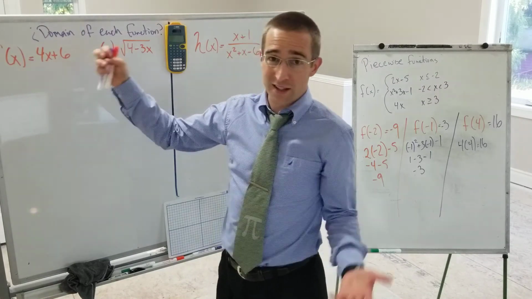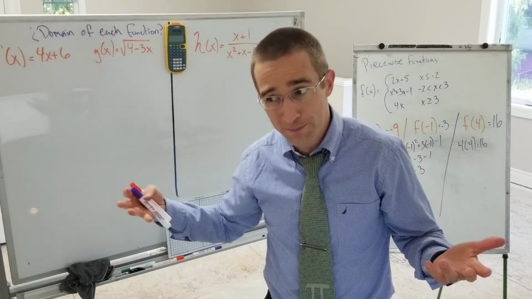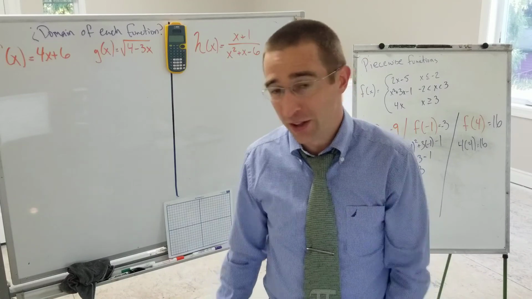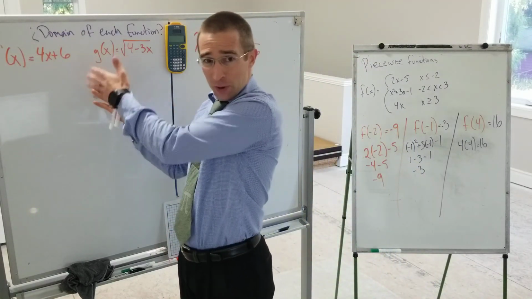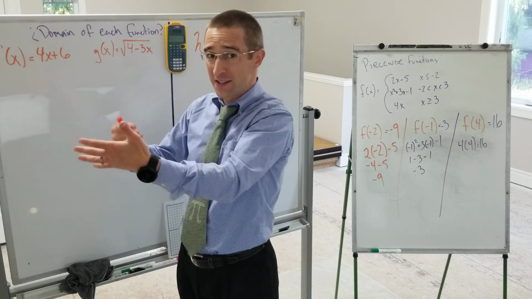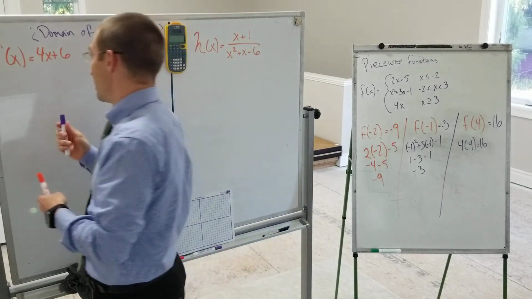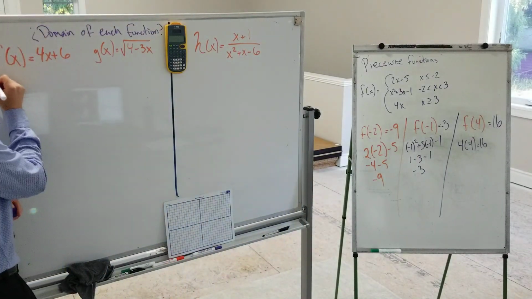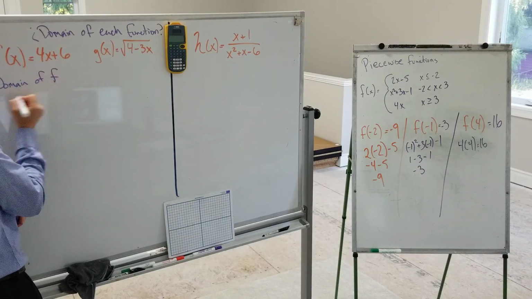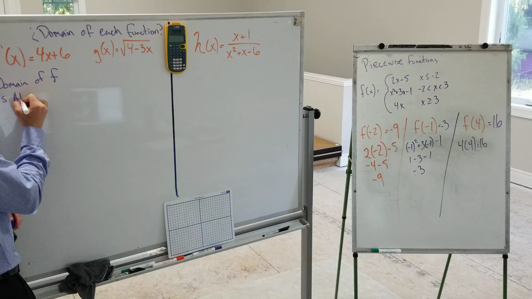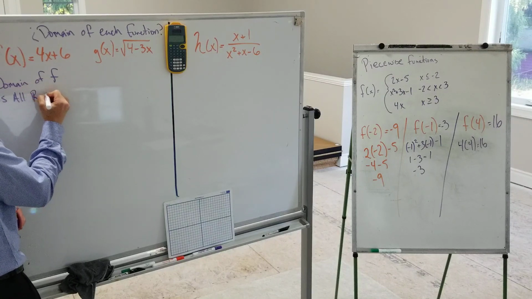What about adding 6? Can we add 6 to any number? Yeah, it makes it 6 bigger. So here, any number I put in for x, I can multiply it by 4 and then add 6. It works. So the domain of the function f is all real numbers.